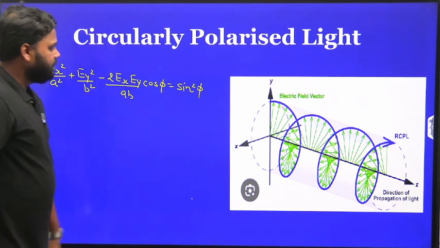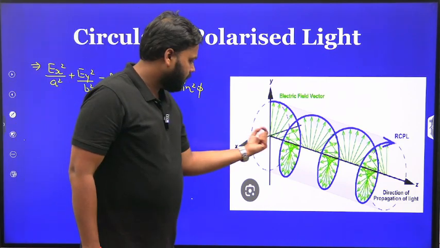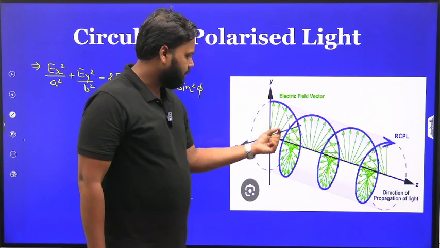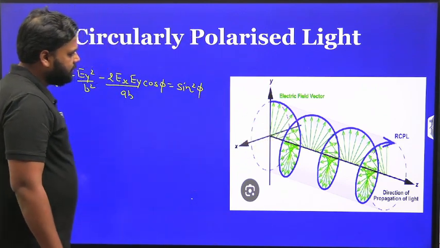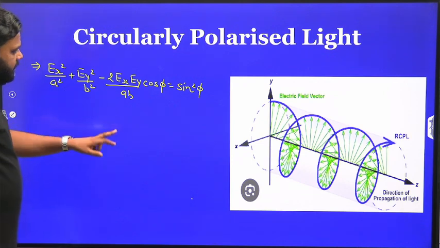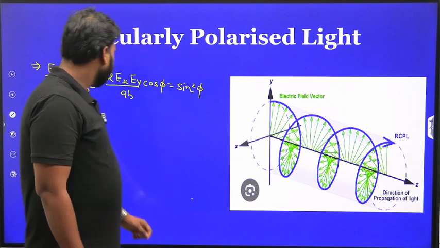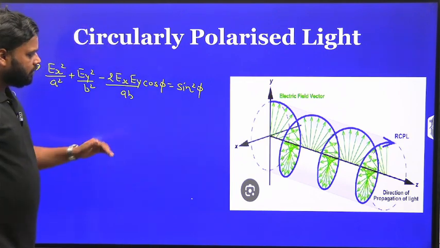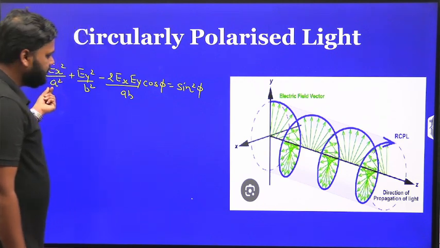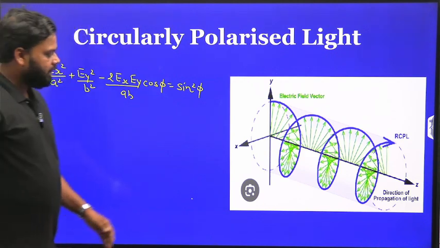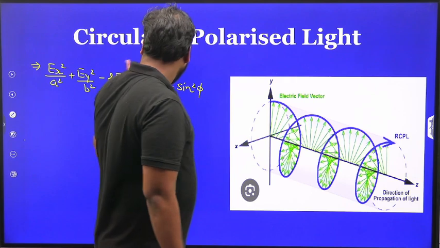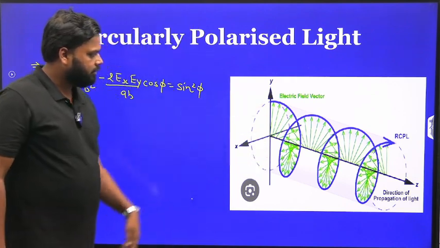What is phi? Phi is the phase difference between the component along x and along y. What are Ex and Ey? Ex is the electric field in the x direction, Ey is the electric field in the y direction, and A and B are the amplitudes of the respective electric fields. That means A is the amplitude of the electric field in the x direction and B is the amplitude of the electric field in the y direction.